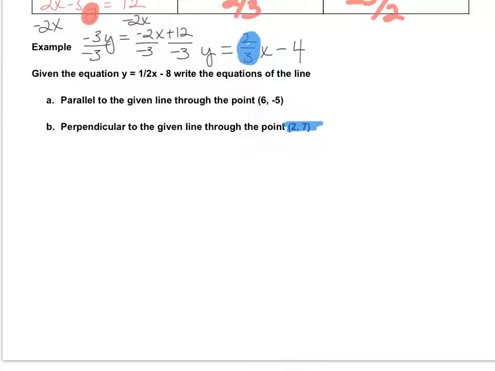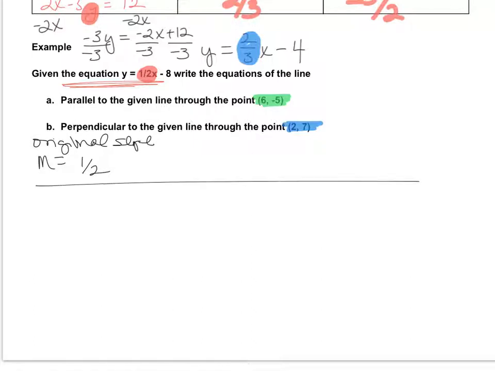Let's make this one in green right here. And I'm going to go ahead and highlight my slope right away. It's that 1/2. So the important piece of information that I need to take from this equation right here is that my slope of the original line, so original slope, is 1/2. I'm going to go ahead and sort of make a little mini table here. I'm going to do my parallel slope, and I'm going to do my perpendicular slope. That again is perpendicular right here.